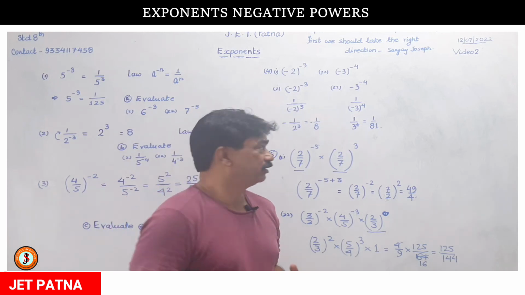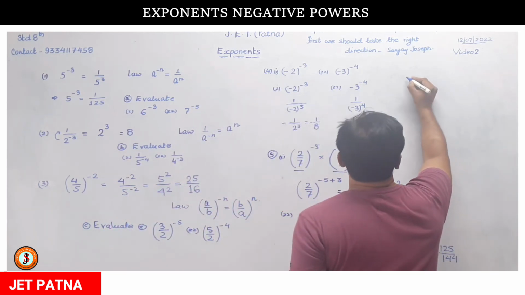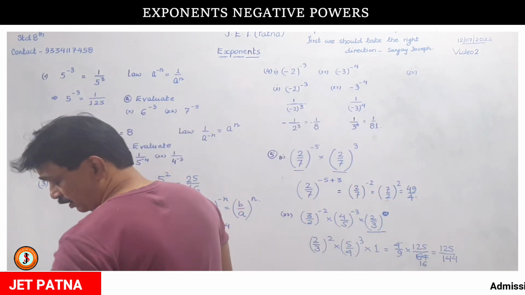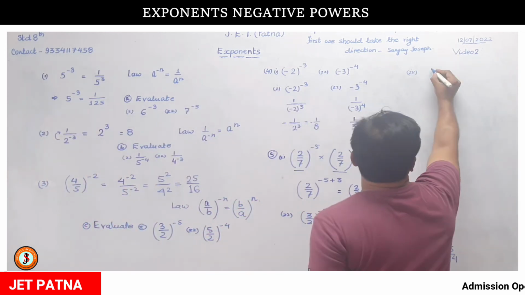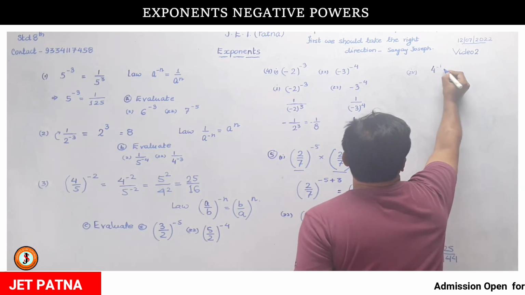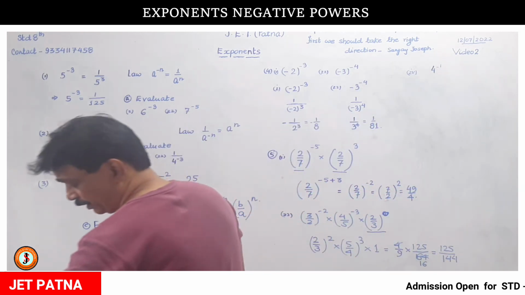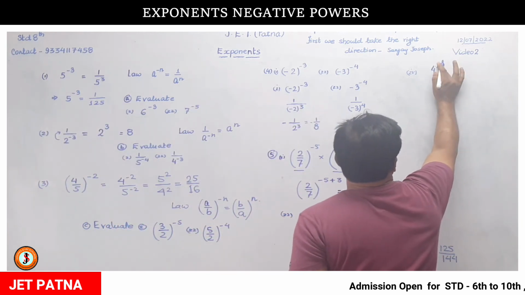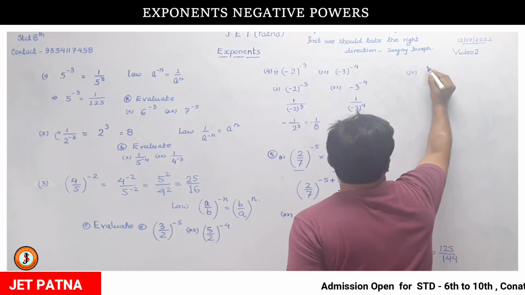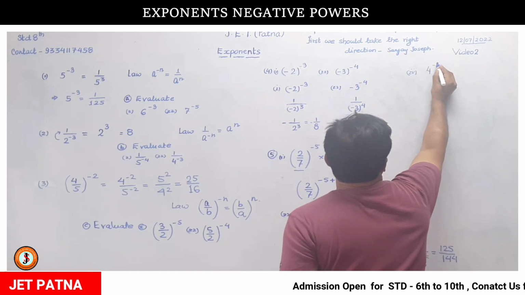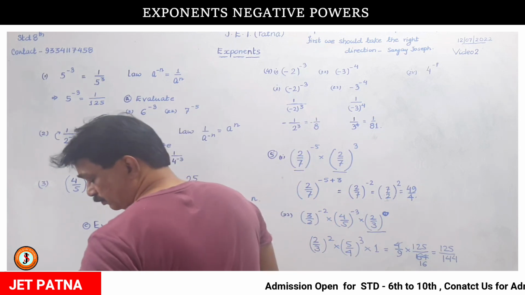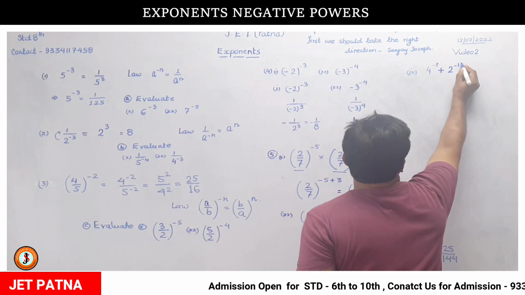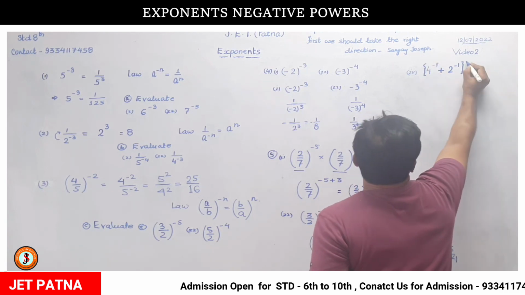So basically, ultimately there are 1 or 2 more types. If I have got some board space, I can finish this first concept in this video itself. Sometimes you will have things like this: 4 to the power minus 1 plus 2 to the power minus 1, this whole raised to the power minus 3.